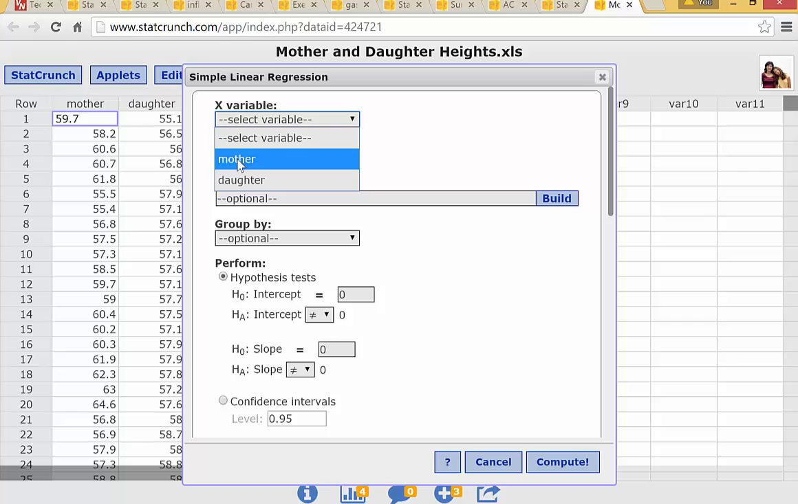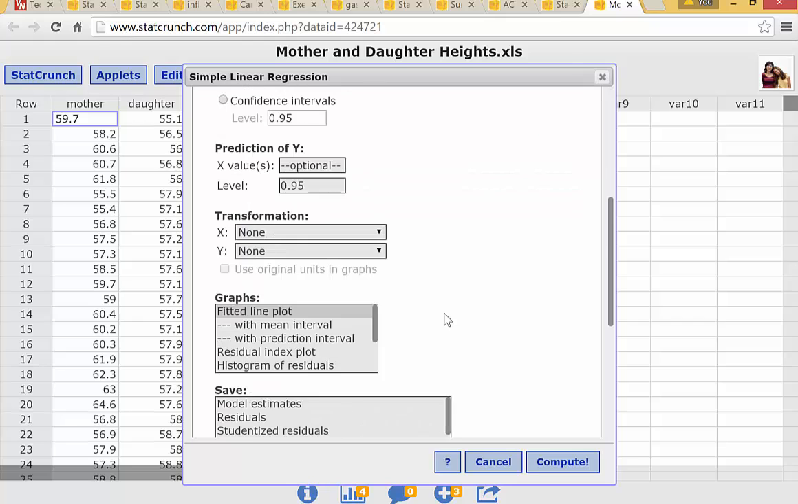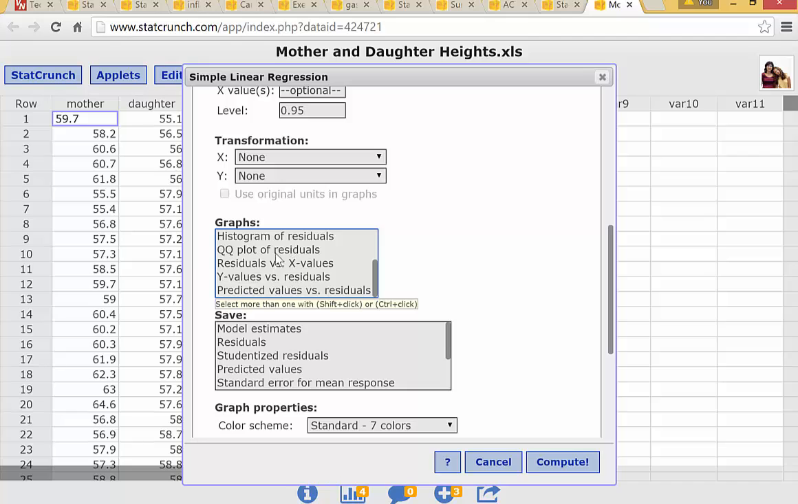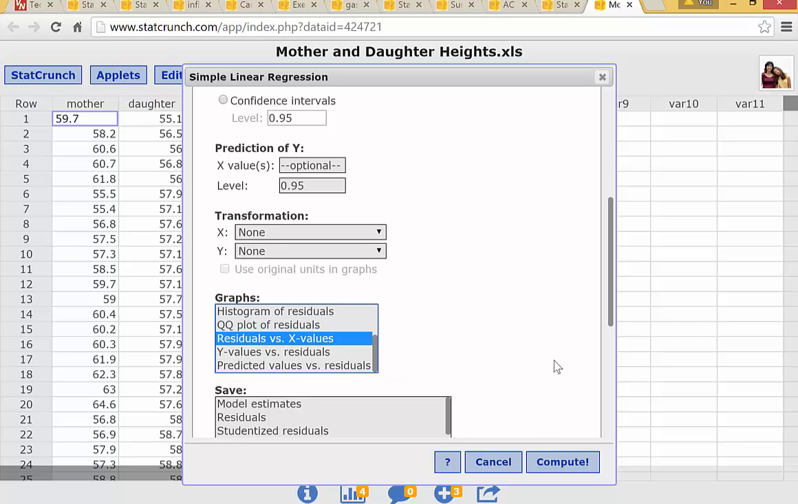I would expect that a mother's height would have a determining factor regarding the daughter's height. In other words, we would have an explanatory variable, mother, and a response variable, daughter. So let's plot the fitted line, and of course, before we ever do any kind of calculation on a correlation coefficient, we would first want to look at the shape of the data and then plot the residuals versus the x values. So let's plot the fitted line and then plot the residuals.